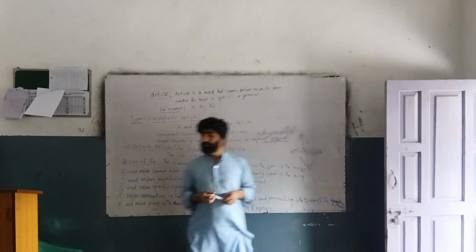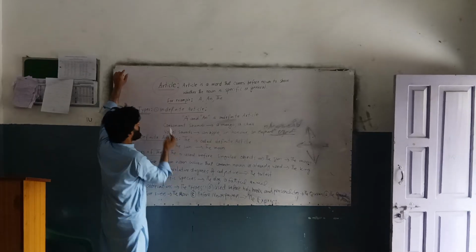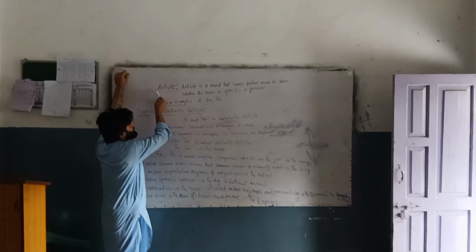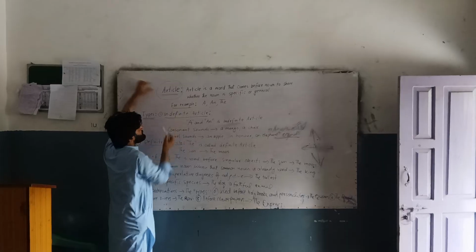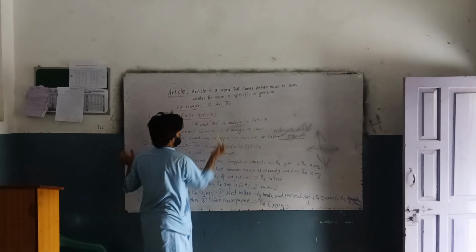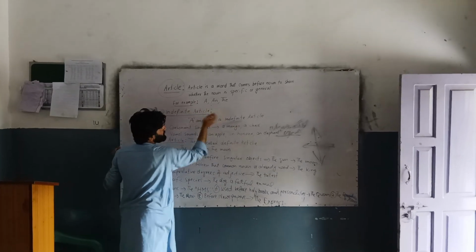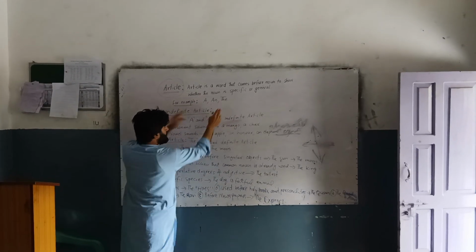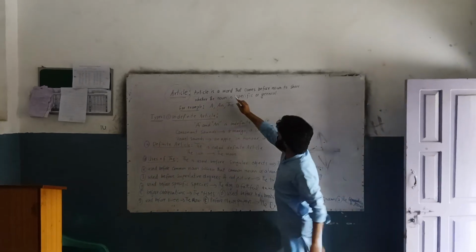Today our topic is article. Article is not a part of speech. We will discuss parts of speech later, but today I am going to discuss article. What do we mean by article? Article is a word. For example, a, an, and the. These three are articles. So now look at the board.